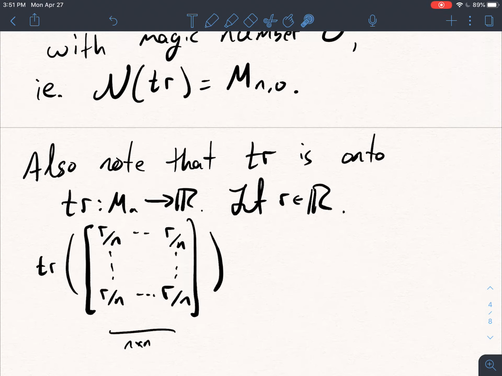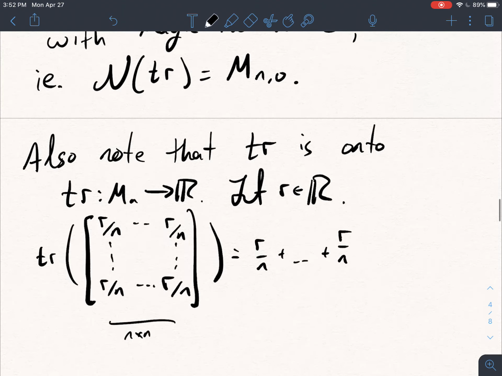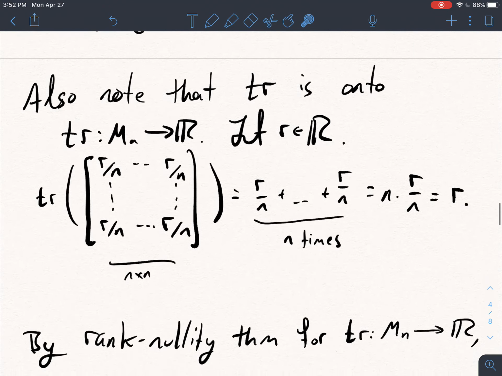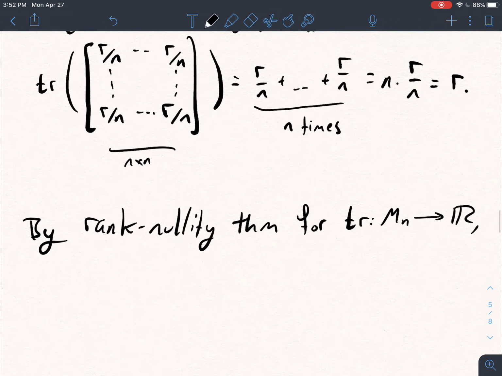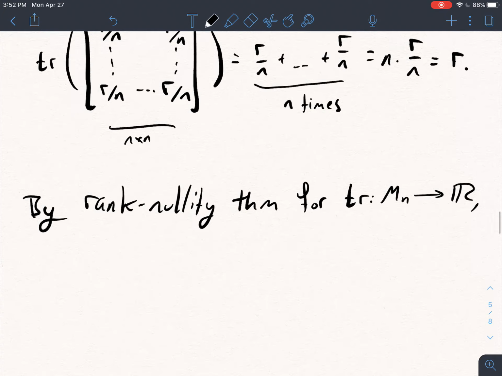To fix that, what we can do is just divide each entry by n, the size of this matrix. So all of the entries are going to be r divided by n. Now this fixes our issue, because now I add up r over n plus r over n plus r over n. And how many times am I doing this? If this is an n by n matrix, then there would be n of these things, and so this is n times r over n, which is equal to r. So for any r in our codomain, there is a magic square whose trace is equal to that r. So this is an onto function.